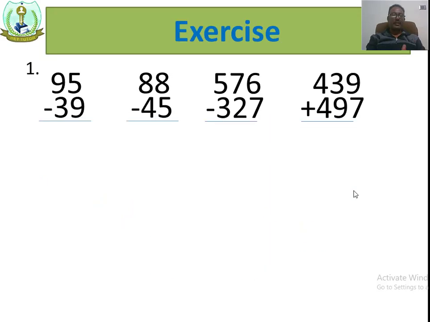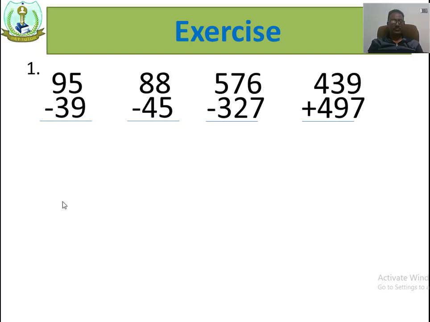Again. Now let's go to the exercise. 95 minus 39. How shall we approach this? 95 minus 39. I will subtract 40 from 95. Why? 40, because 40 is the nearest number to 39. Okay. And that will be like 55. I will add 1. Okay. And that will be 56.